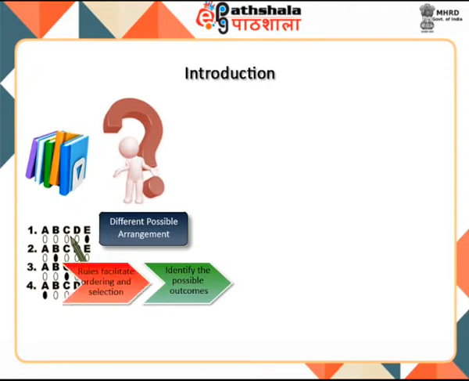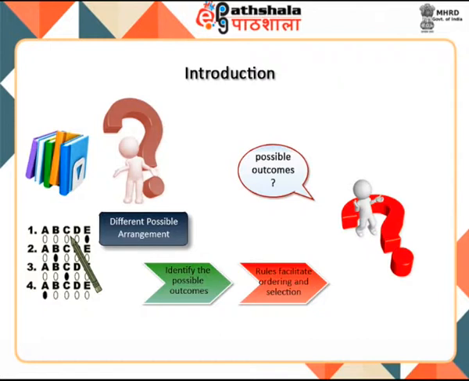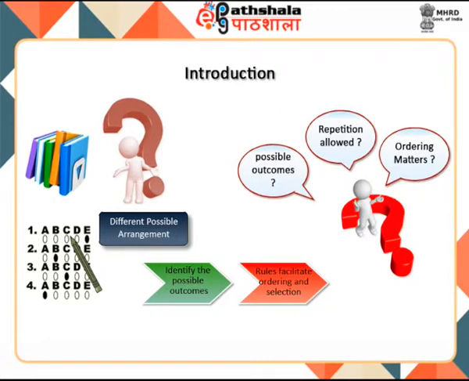The rules that we learn in this module facilitate the ordering and selection problems. But the challenge comes in deciding which counting method the problem is defining. How many possible outcomes are we choosing from? Are repetitions allowed? Does ordering matter or not? These questions are important to be answered before deciding the rule that has to be applied.